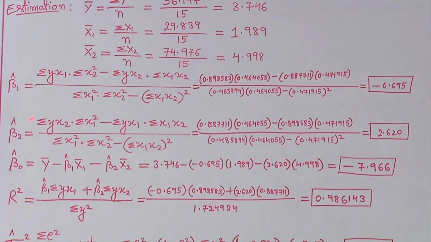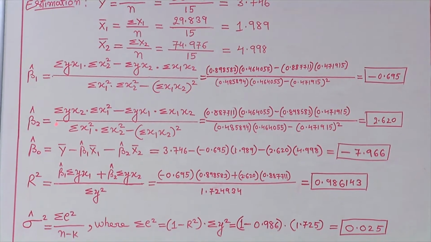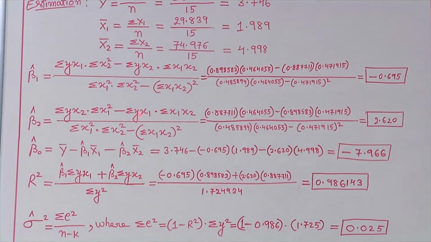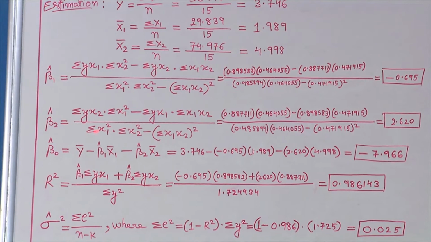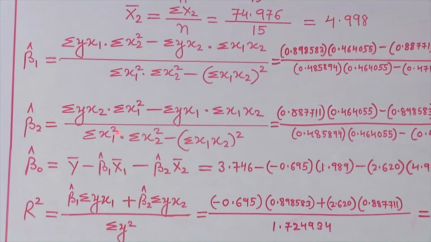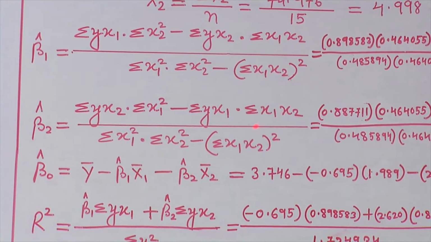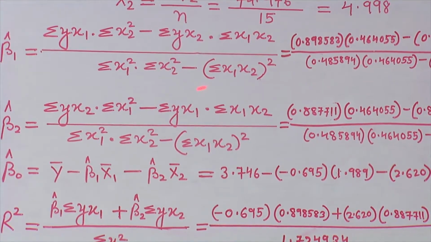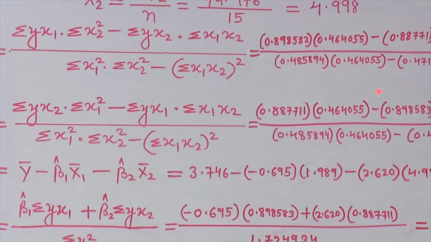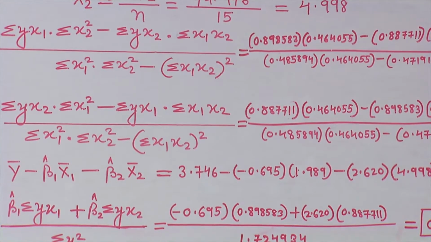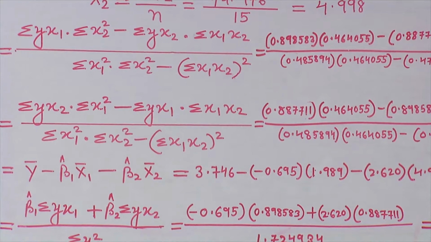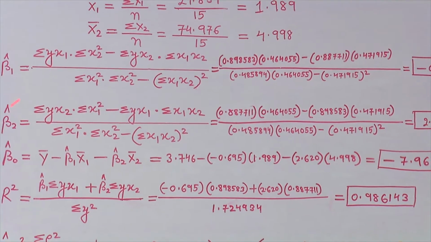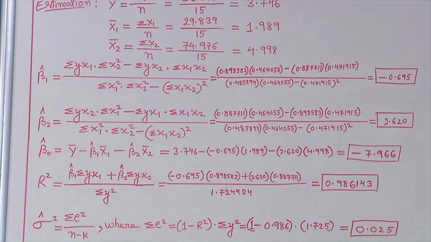0.695. Beta 2 hat can be calculated by using the formula sigma y x2 into sigma x2 squared minus sigma y x1 into sigma x1 x2, the whole divided by sigma x1 squared into sigma x2 squared minus sigma x1 x2, the whole squared. Here also you have to substitute the values for these terms. By substituting all the values in this formula, we get beta 2 hat as 2.620.